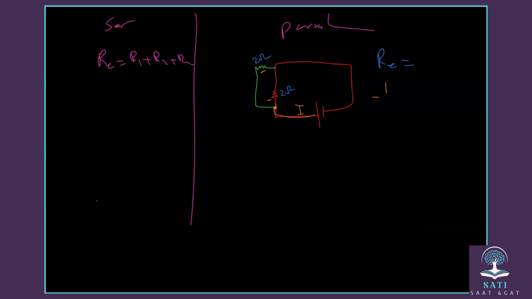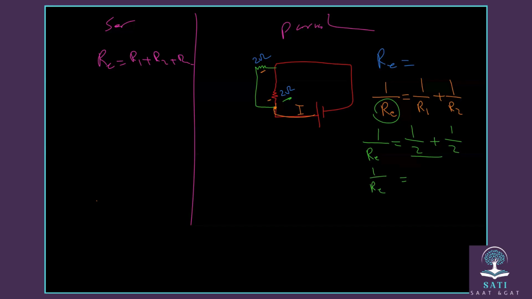To find their total resistance, how to use this formula? 1 over the total resistance, which is the equivalent resistance, equals 1 over resistance number 1 plus 1 over resistance number 2. Now if we apply this formula, our goal is to find the equivalent resistance. So 1 over the equivalent resistance equals 1 over R1, which is 2, plus 1 over R2, which is also 2.